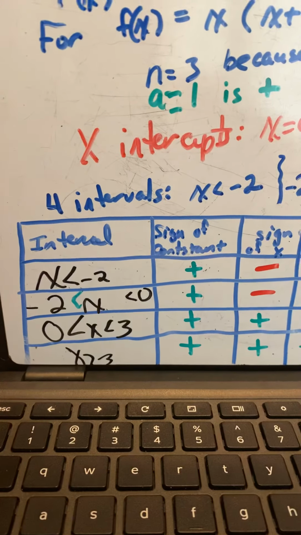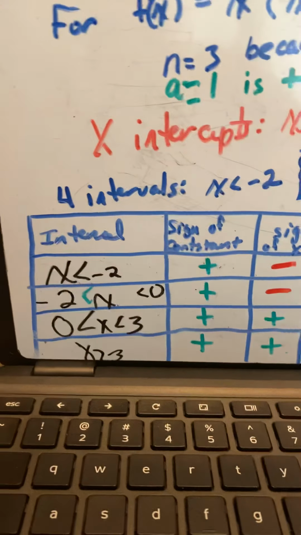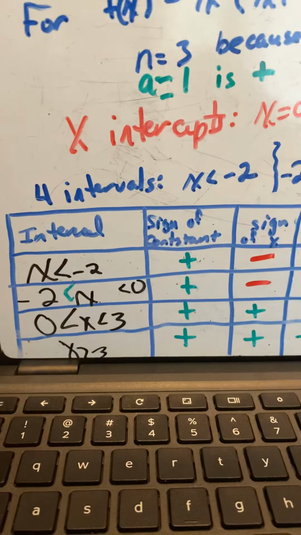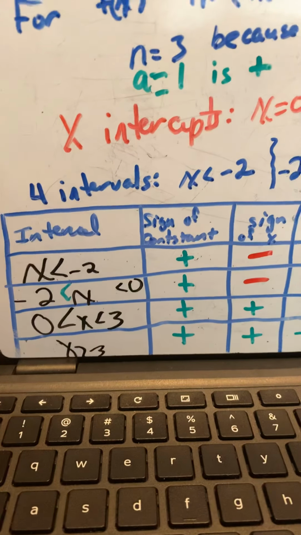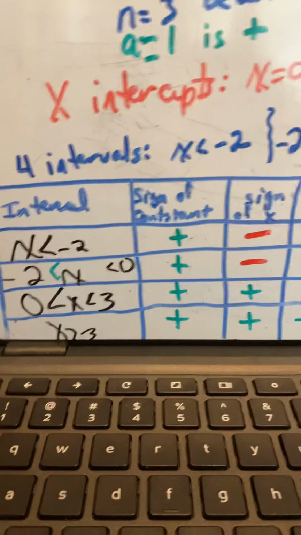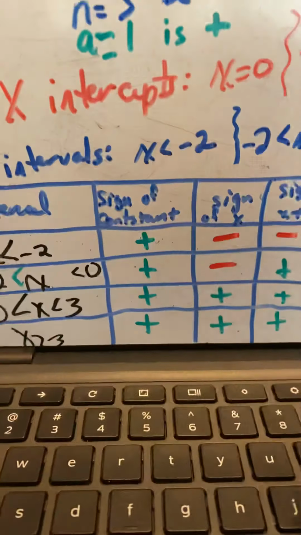Between 0 and 3, x is +1, +2, +3. That gives me that positive sign for the function. And then when x is greater than 3, 3, 4, 5, 6, 7, that's positive.